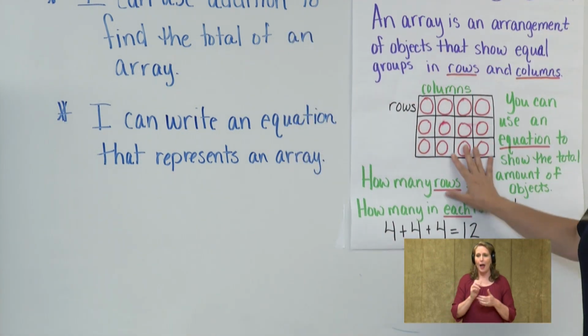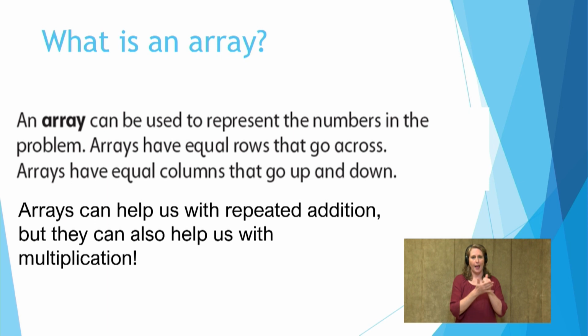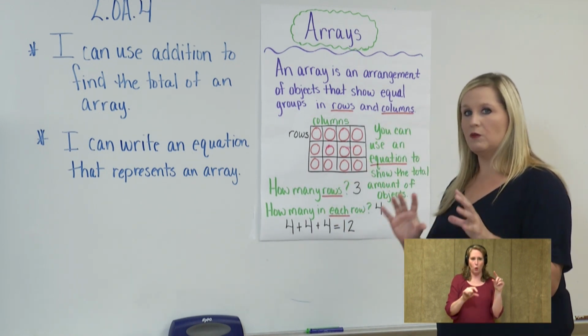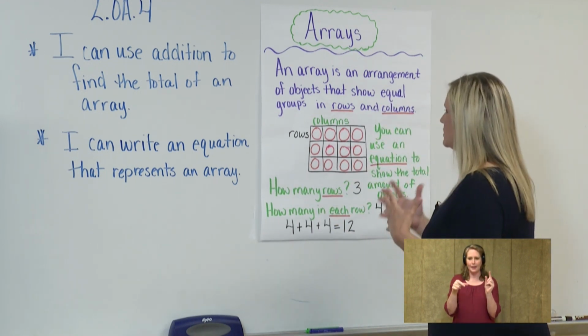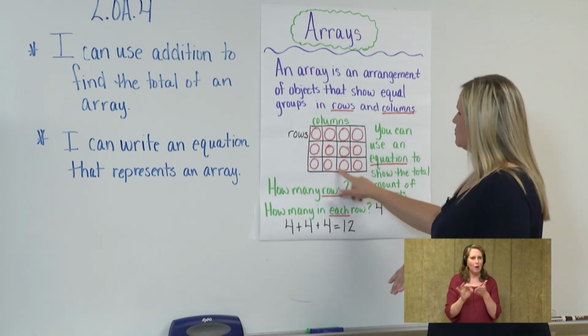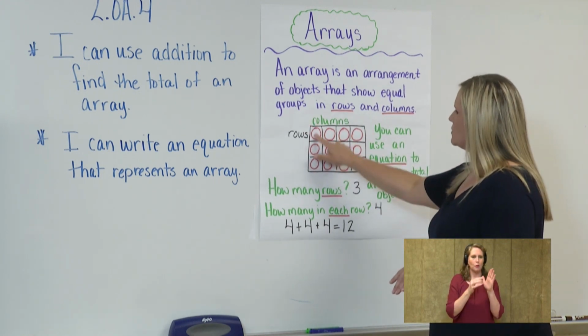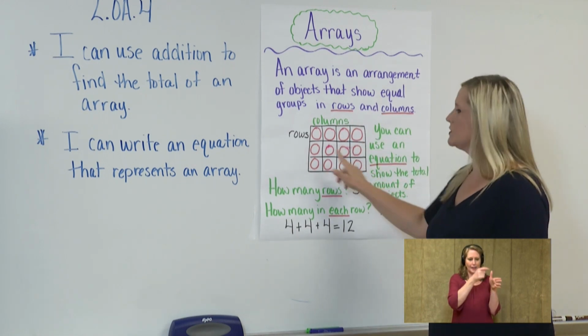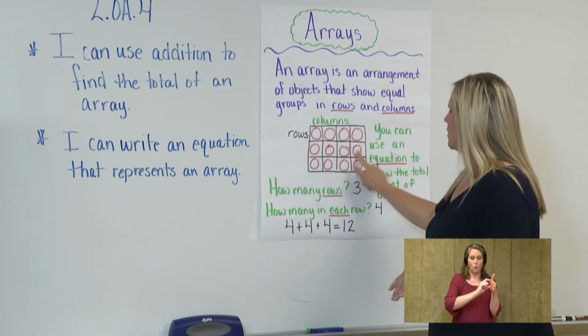All right, so let's look at our chart over here. I wrote a little chart to help us with what an array is. An array is an arrangement of objects that show equal groups in rows and columns. Sometimes we need to put things in ways to make it easier to count or to see how many there are. So I drew a little picture here to show you. Going down, these are our columns. When we go across, we call these rows.